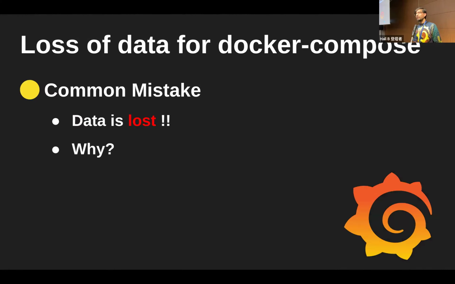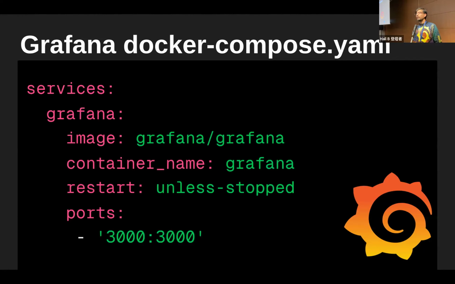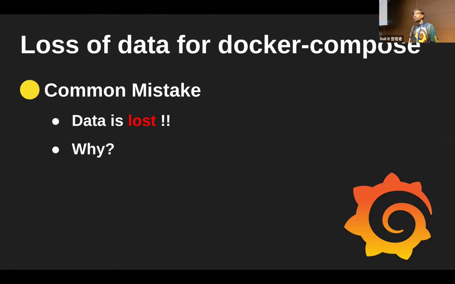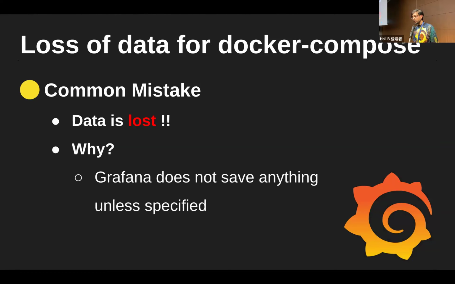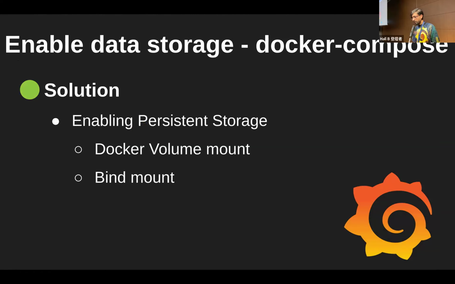But this is the most common mistake as well. What happens is that when you run that YAML file, and you even log in and then log out, and you shut down your container correctly, when you log in again, all of your data will be lost. And why? Because Grafana does not save anything by default unless you specify it. So the solution is to enable persistent storage, and there are two types: either you use the Docker volume mount, or the bind mount.